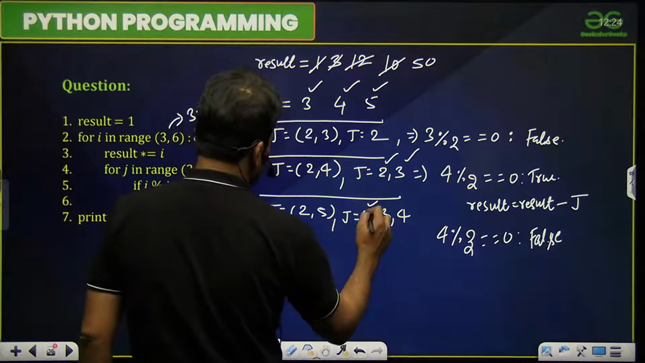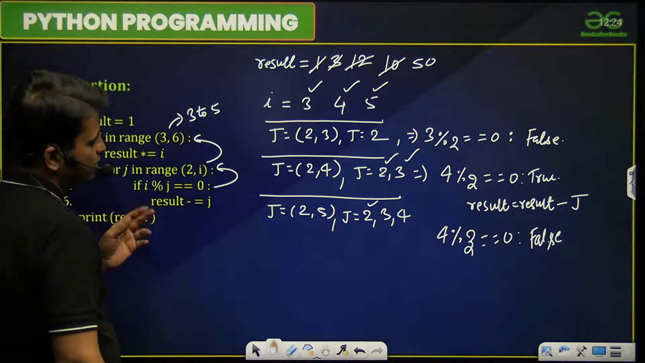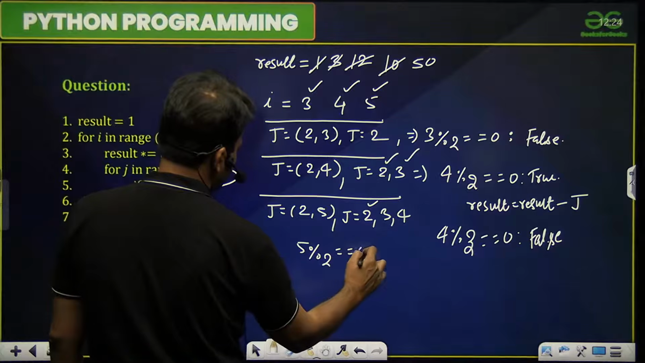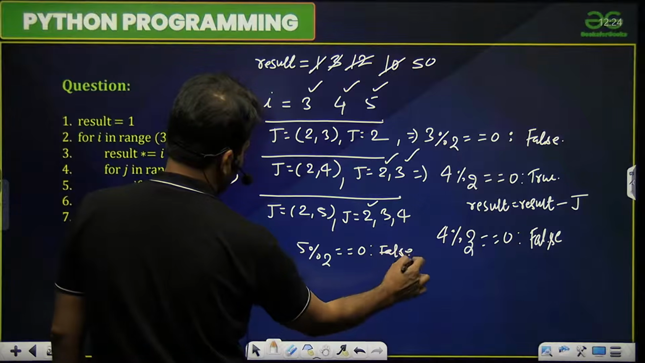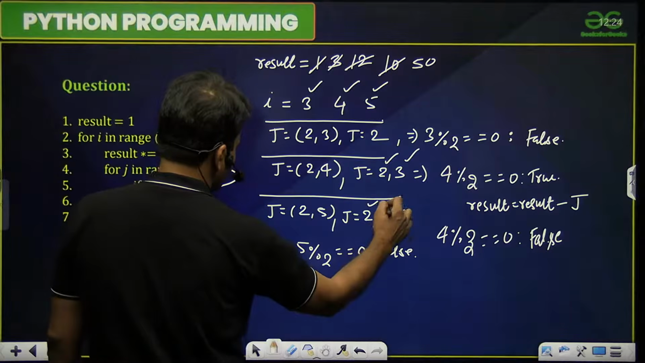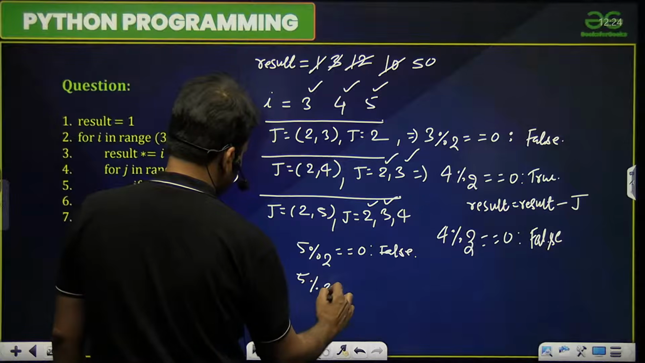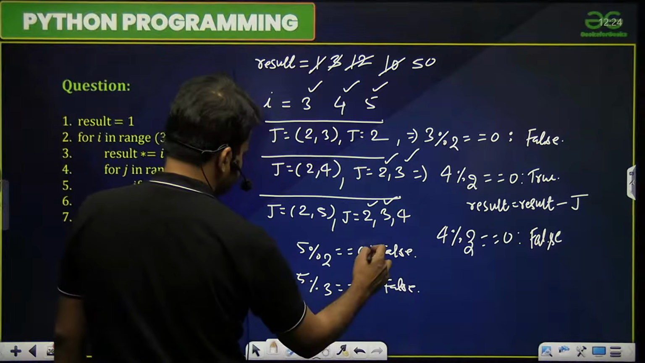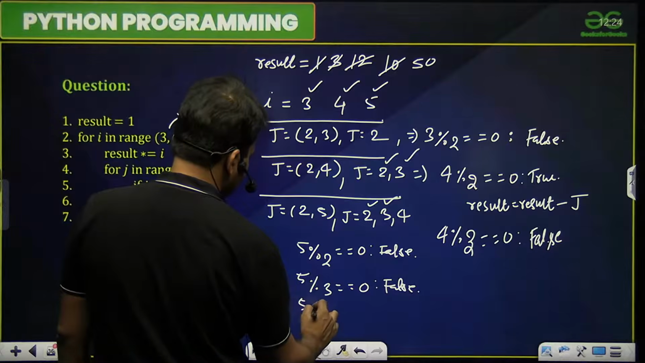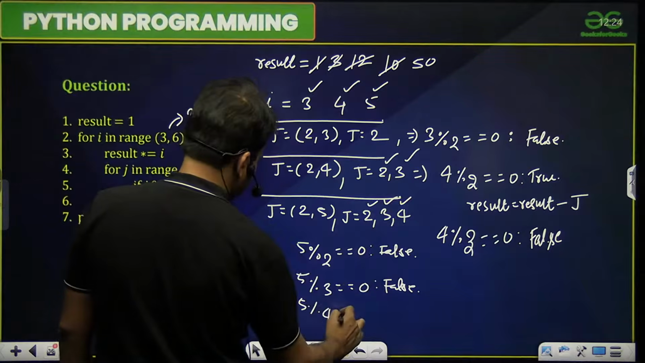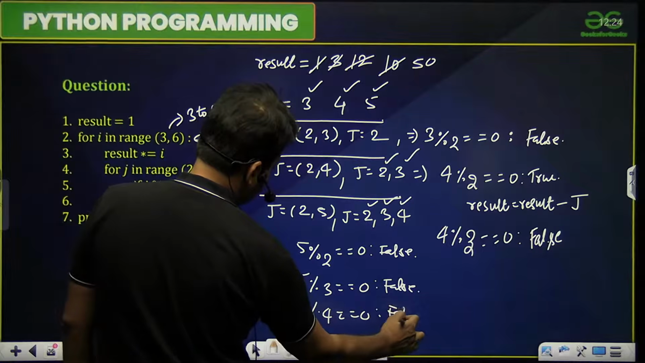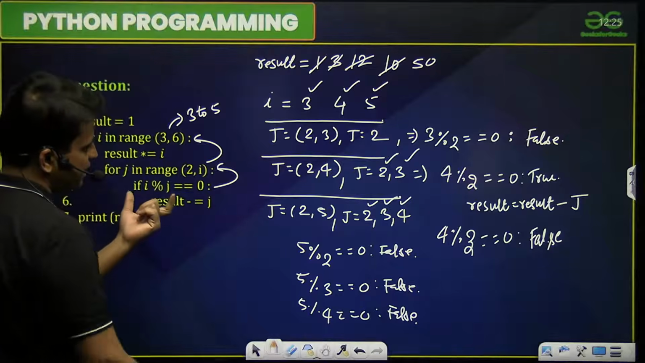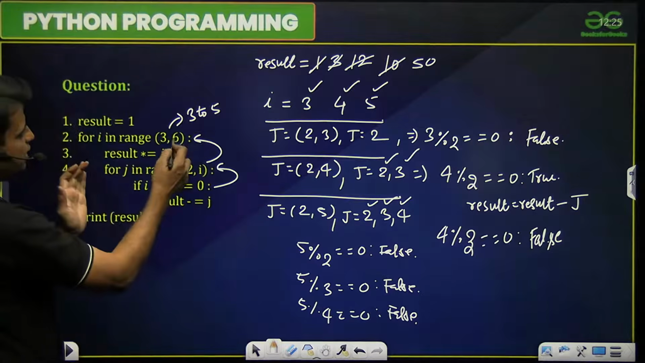Okay. So check the first condition, i modulus j. i is 5. 5 modulus 2 equals 0? This is false. Similarly, for j equals 3, 5 modulus 3 equals 0? This is again false, student. Next, 5 modulus 4 is again false. So no subtract operation. Finally, the j loop completely iterates. Now go to the outer loop, i completely iterates.